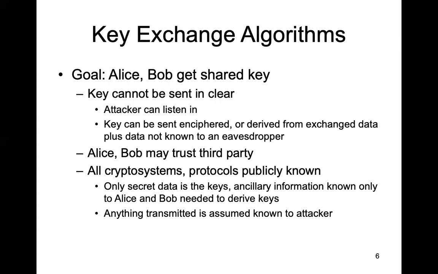The only things that are not known are probably the private keys or any secret keys that Alice and Bob are using to derive any keys. Anything that is transmitted from Alice to Bob, whatever is transmitted over an internet connection or a wireless link, is assumed to be known to the attacker. And we have to reason about the security of the protocols under these assumptions.